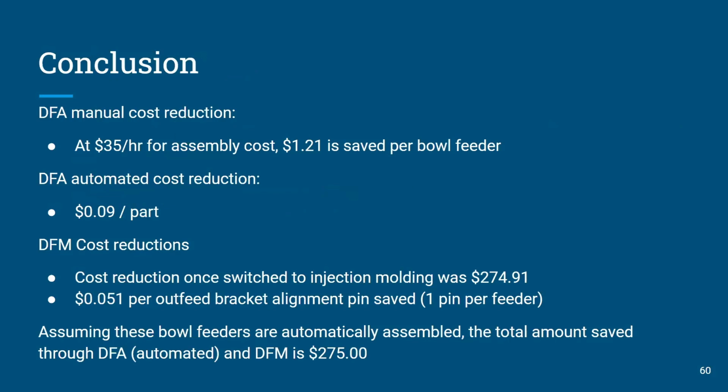In conclusion, assuming roughly $35 an hour for assembly cost, we saved $1.21 per bowl feeder through design for manual assembly. We saved 9 cents per part through design for automated assembly, and through design for machining cost reductions, we saved $274.91 after redesigning the injection molding part, and we saved $0.051 per outfeed bracket, and there's 1 pin per feeder. Assuming the bowl feeders are automatically assembled, the total amount saved through DFA and DFM is $275.